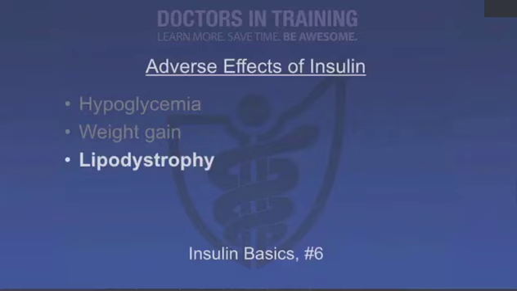The third adverse effect of insulin use is lipodystrophy, which means local atrophy or hypertrophy of adipose tissue. This is a harmless problem, but it can be unsightly. When a patient gives himself insulin over and over again, they're injecting the insulin into the adipose tissue in their belly or in their thigh or something like that. And that causes the fat cells to either atrophy or hypertrophy. It causes little divots under the skin or little lumps in the skin.